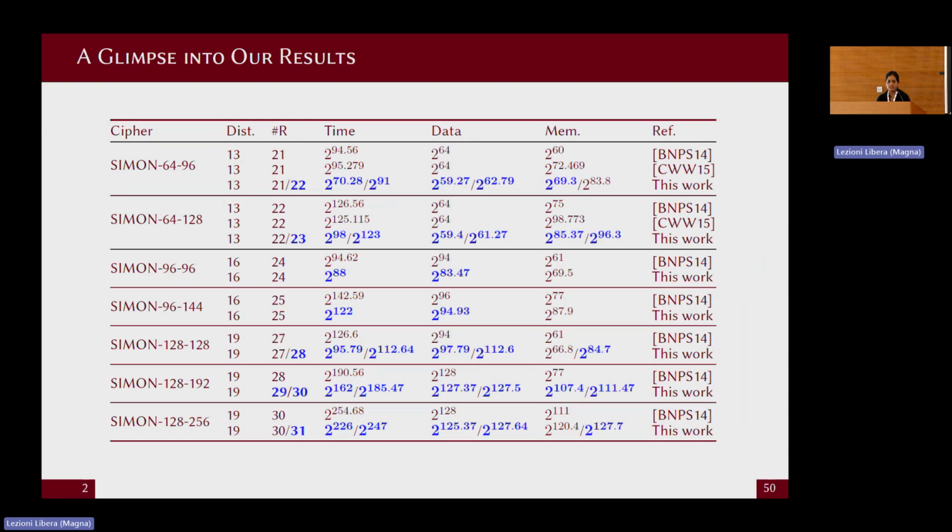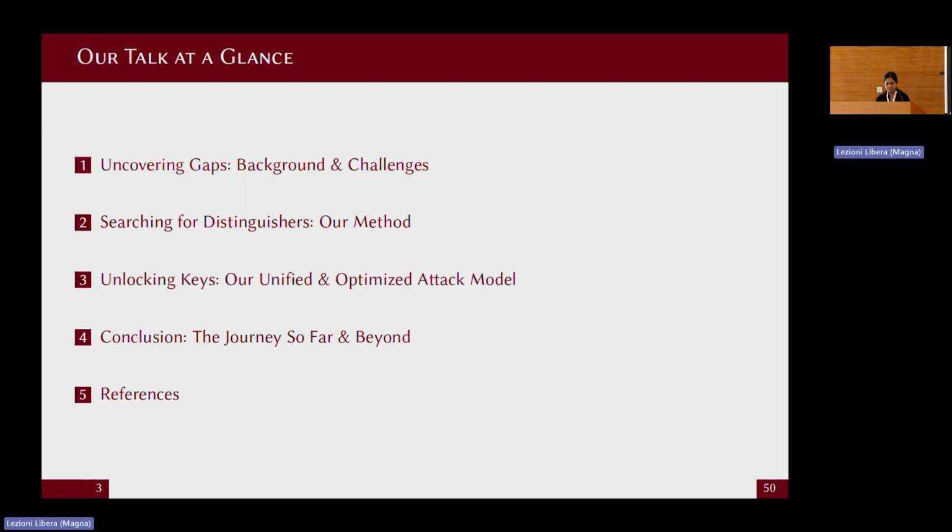A glimpse into our results: for 5 variants of Simon, we got 1 or 2 rounds of improvement. For the rest of the variants, we didn't get a round improvement, but we improved the complexities by a good margin. Now this is the plan of today's talk. We start with the background knowledge and previous works regarding impossible differential, then I discuss our method for searching distinguishers, and then how to extend this to find the complete ID key recovery attack with a unified CP model. Then I will conclude my talk by discussing some future work.